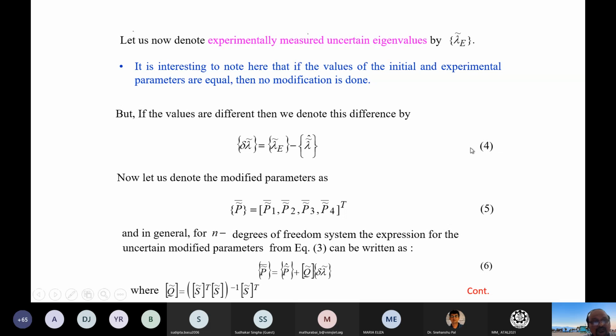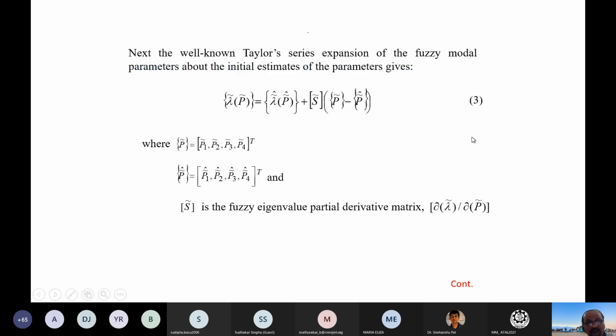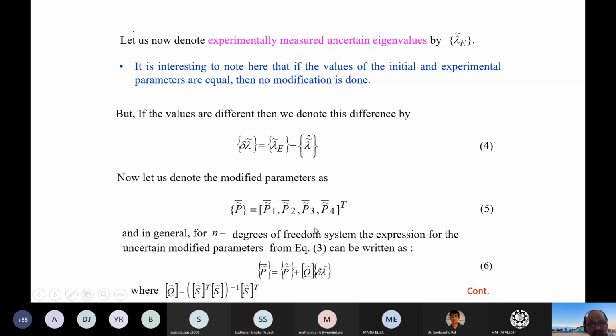But if not, then what are those stiffnesses? That is why, if it is not, I denote this change by delta lambda tilde, equal to lambda e tilde minus lambda tilde cap, where this modified parameter I write as p tilde dash. Using equation 3, I can write this equation 6. So this I want, p tilde dash.